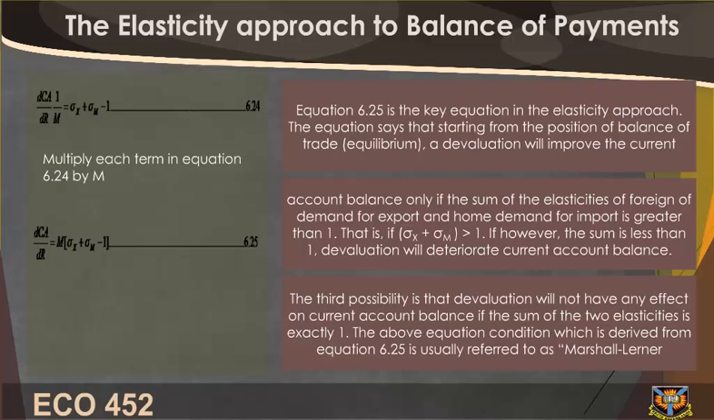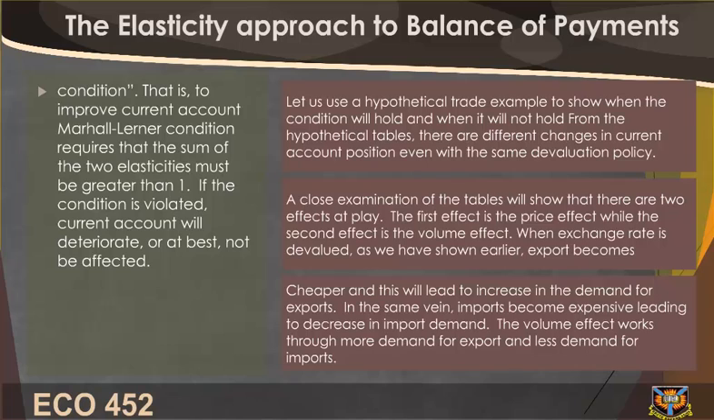If, however, the sum is less than 1, devaluation would deteriorate current account balance. The third possibility is that devaluation will not have any effect on current account balance if the sum of the two elasticities is exactly 1. The above condition, which is derived from equation 6.25, is usually referred to as the Marshall-Lerner condition. That is, to improve current account, the Marshall-Lerner condition requires that the sum of the two elasticities must be greater than 1. If the condition is violated, current account will deteriorate or at best not be affected.